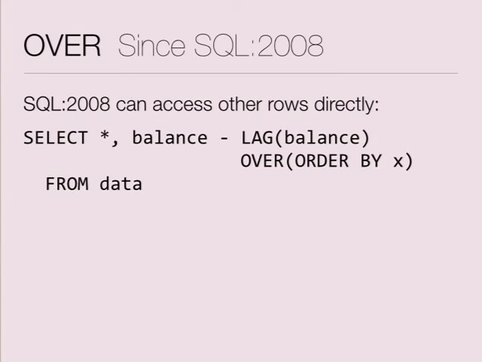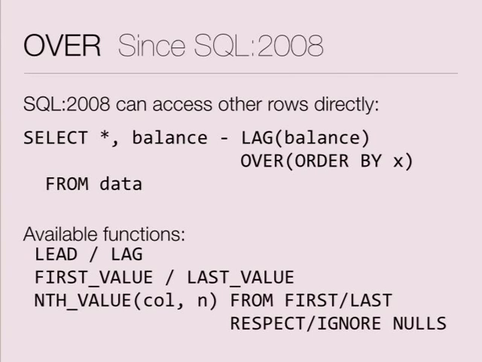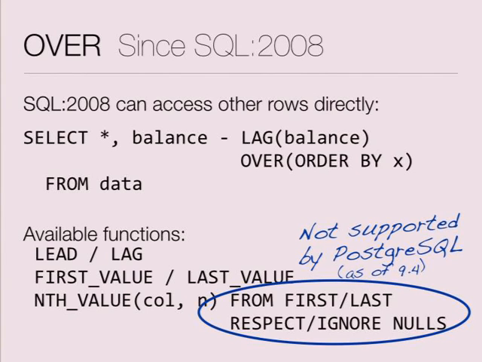Nowadays, with SQL 2008, the query looks like that. We can just say lag, which is a new window function: give me the previous value of the column balance according to the order by clause mentioned in the over clause. That's it. Same result, but quite a bit easier. Besides lag, we have also got some other functions like lead, obviously in the other direction. We have first value, we have last value, we have nth value. And nth value has also modifiers like from first, from last, and respect nulls, ignore nulls, which are not supported by Postgres yet. Don't know, is there any progress going to be there?